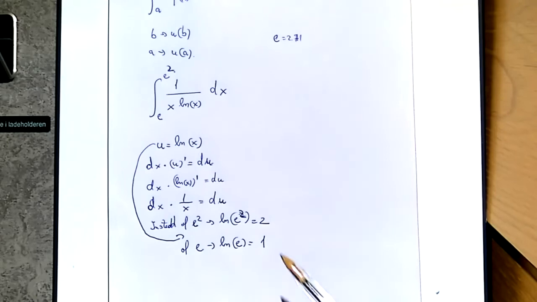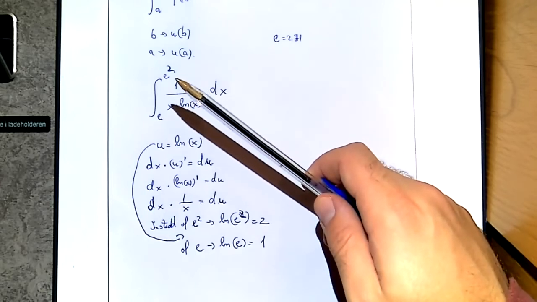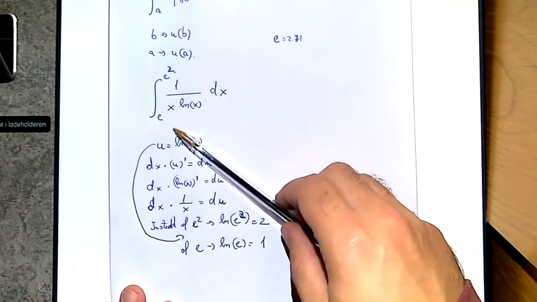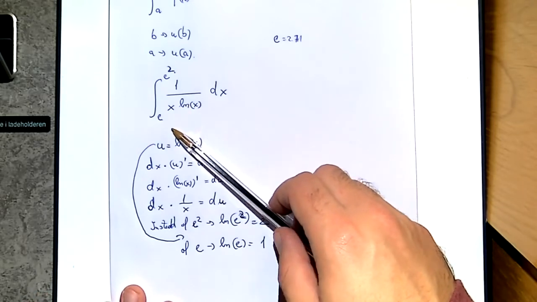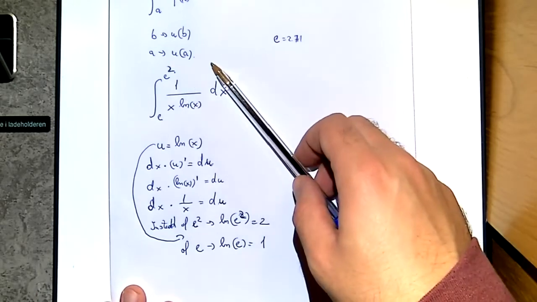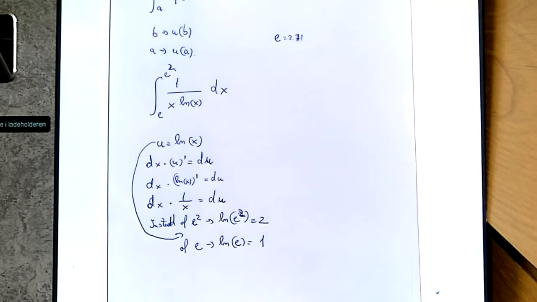The idea is that if I'm replacing log of x with u and now integrating over a new variable, I have to adapt my limits of integration as well. For example, if I used u equal to x plus 1, I would integrate from e plus 1 to e squared plus 1. Does it make sense? You just have to adapt the limits of integration as well.